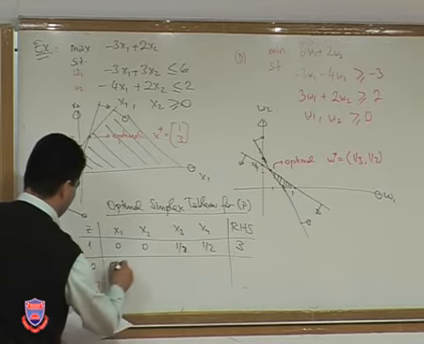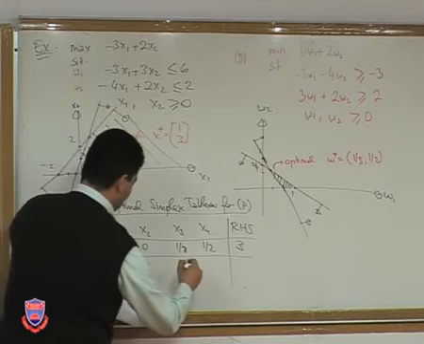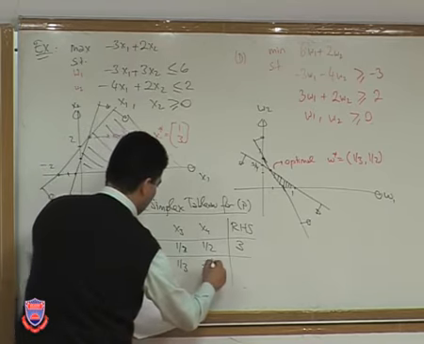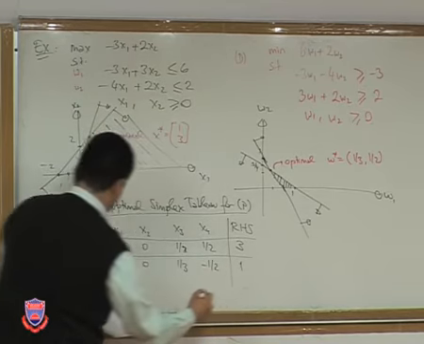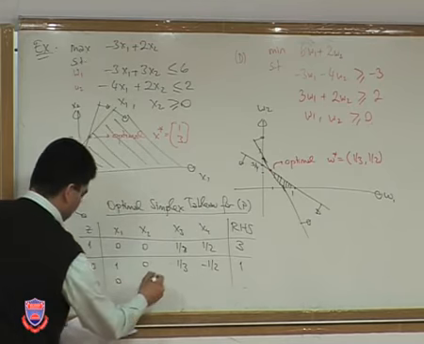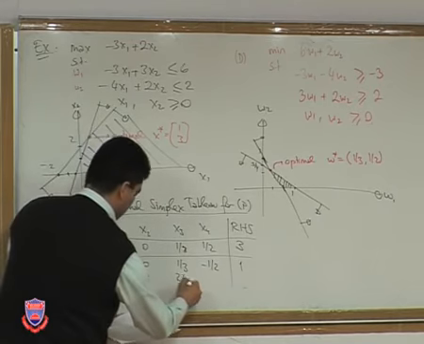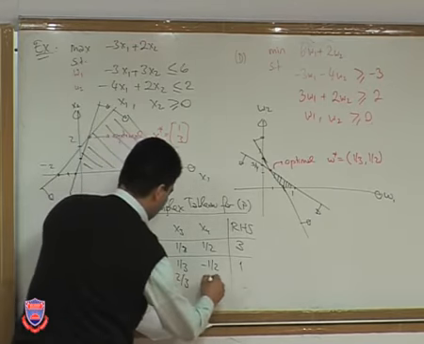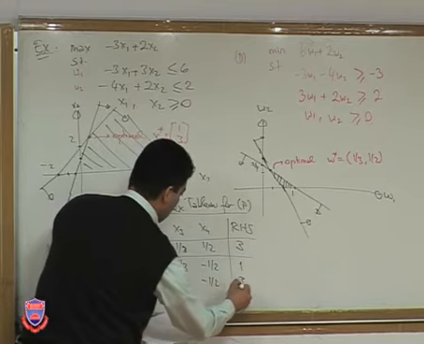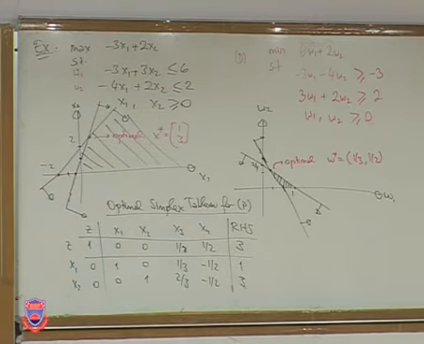Then I have 0, 1, 0, 1 over 3, minus 1 over 2, 1, and then 0, 1, 2 over 3, minus 1 over 2, and the right hand side value is 3. So if you just solve the primal problem with the simplex method, this is the final solution that you're going to get. This is the optimal solution.